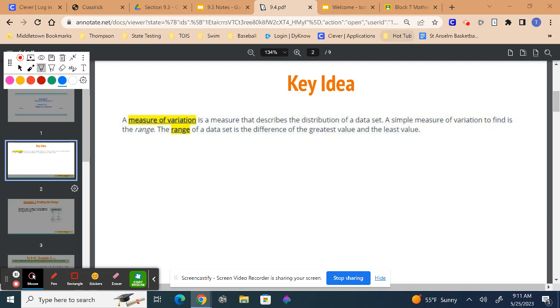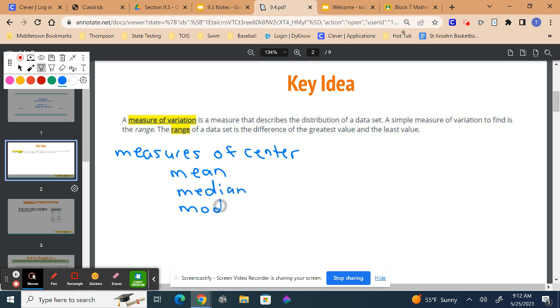Okay, so this is for lesson 9-4. I want you to write down these measures of center. This is what we learned already. What are the three measures of center? Mean, median, and mode. Good, let's write those down. Your three measures of center are mean, median, and mode. It's your three M's.